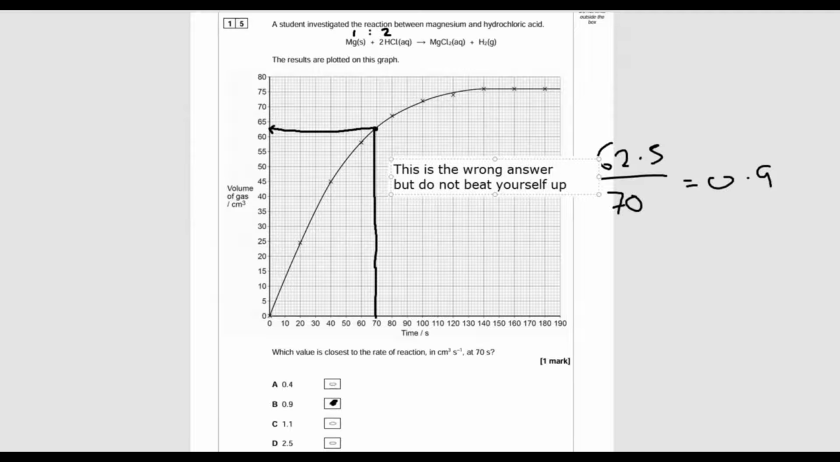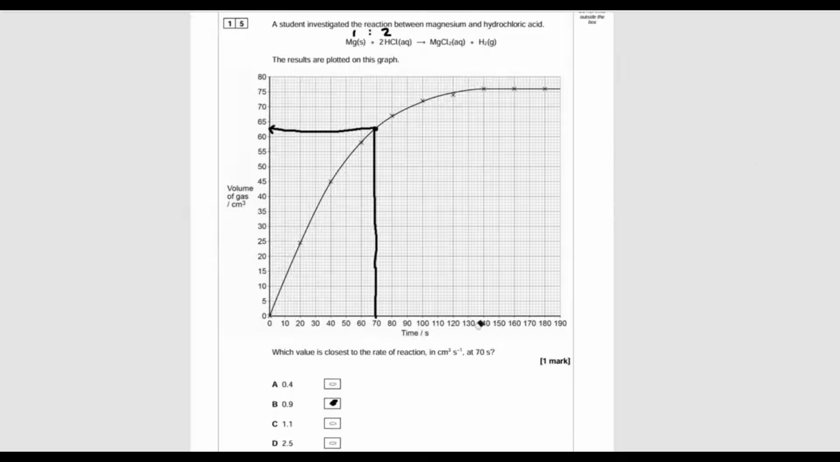So how do we find the right answer? Well, let's check out the gradient there. We're going to try and find the gradient on a curved line. So we need to find the gradient there at 70. How are we going to do that? We're going to draw a tangent. Now, mine might not be very accurate because I'm doing this on the PC. Excuses, excuses. But when you draw this line, try and make the space either side of the dot that you've drawn at 70 seconds equal.